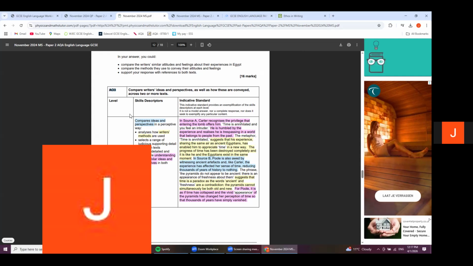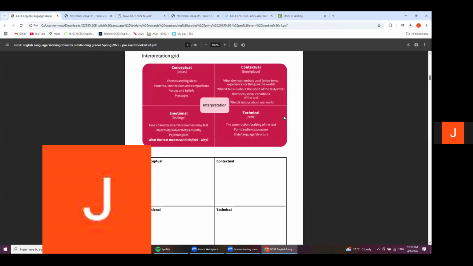In Source B, Poole is also awed by witnessing ancient artifacts, and like Carter, the experience has affected her sense of time, reducing thousands of years of history to nothing. The phrase "the pyramids do not appear to be ancient, there is an appearance of freshness about them" suggests that time is a paradox, as the words ancient and freshness are a contradiction. The pyramids cannot simultaneously be both old and new. So really perceptive and detailed analysis of the writer's craft there, like the technical language and the style, thinking about, well, how can one thing be one and the other at the same time?